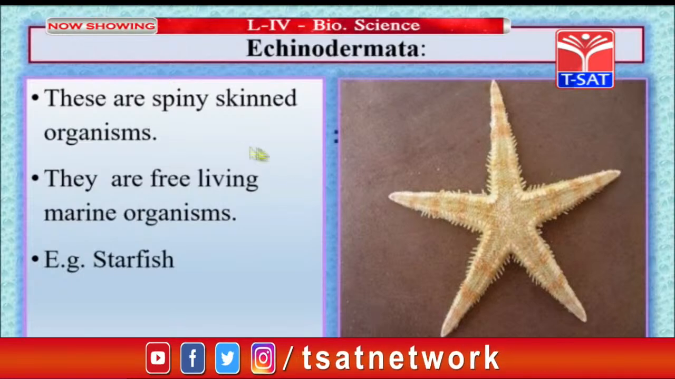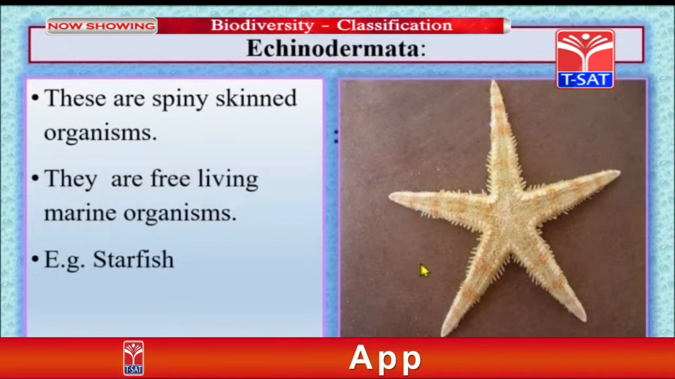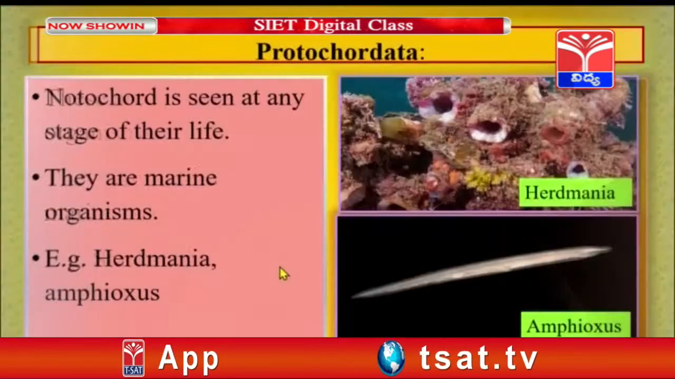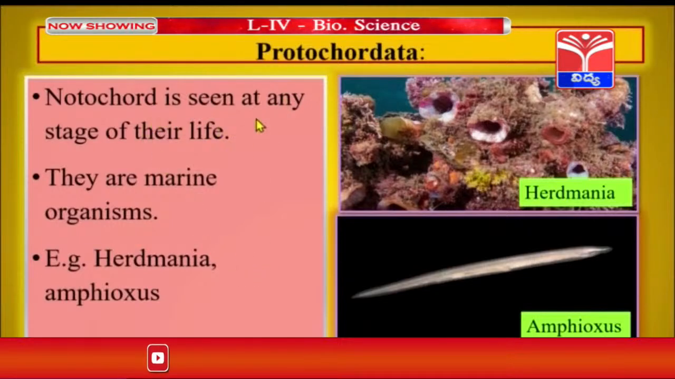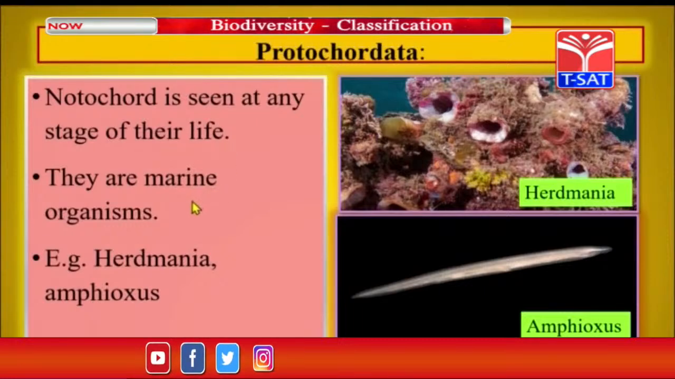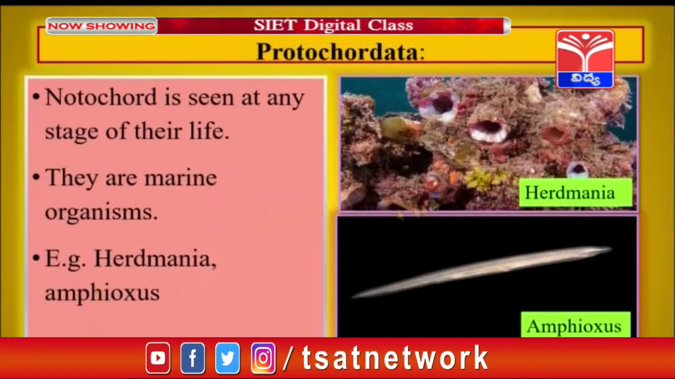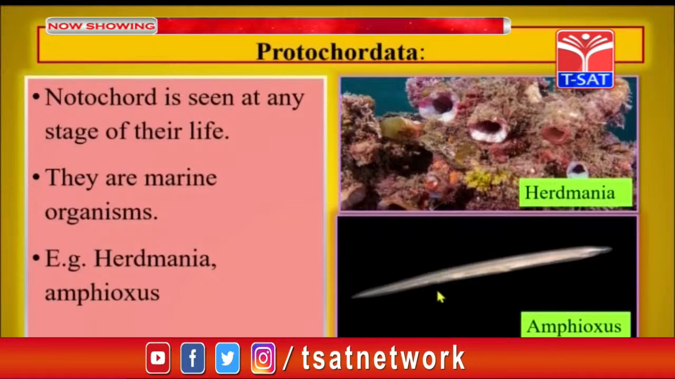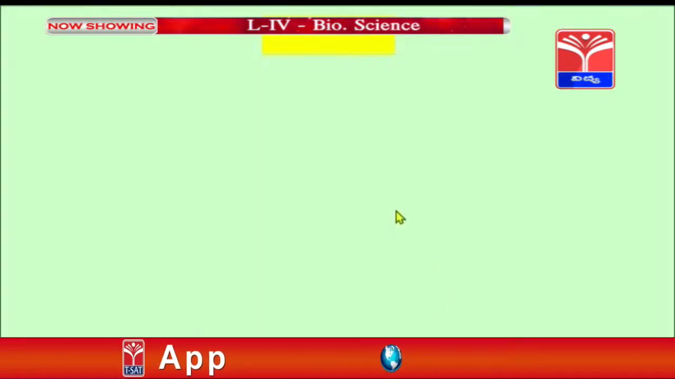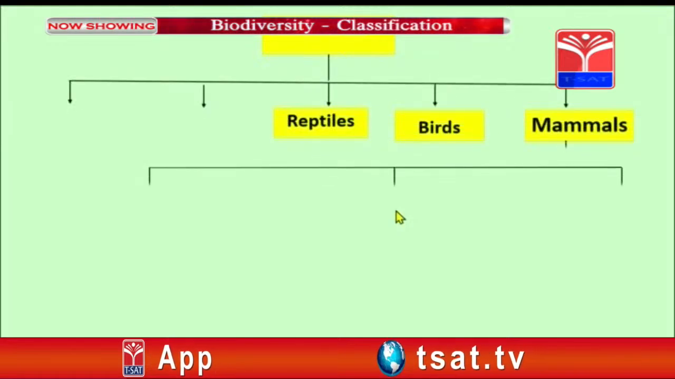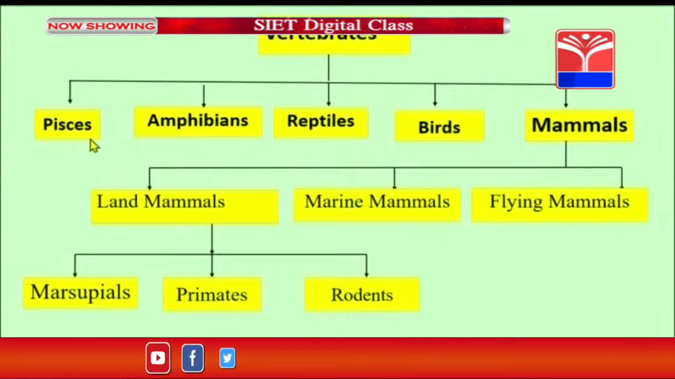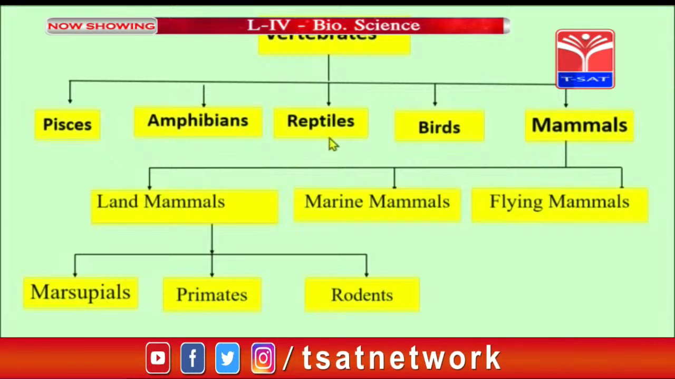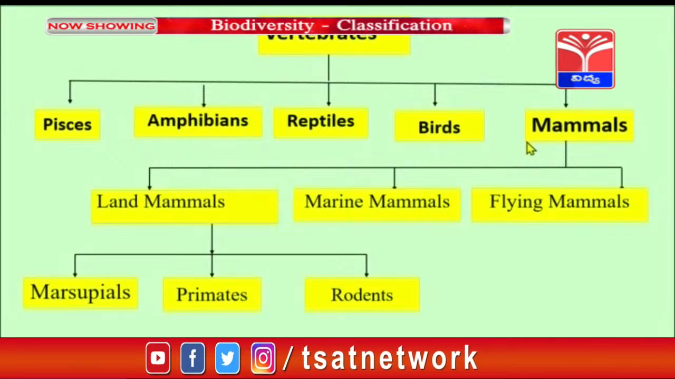Echinodermata, these are spiny skinned organisms. They are free living marine organisms. Example, starfish. Protochordata, in these organisms, notochord is seen at some stage of their life. They are marine organisms. Examples, Herdmania and Amphioxus. When we look at the classification of vertebrates, vertebrates are classified into 5 groups. They are pisces, meaning fishes, amphibians, reptiles, birds and mammals.